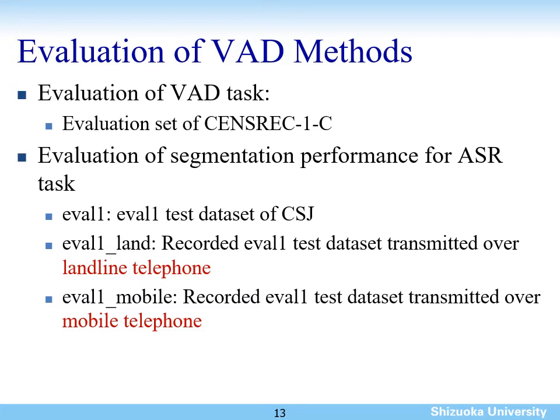Eval1 land and eval1 mobile are recorded using a landline telephone and a mobile telephone respectively. They contain distortion caused by the telephone line or network as well as surrounding noise.